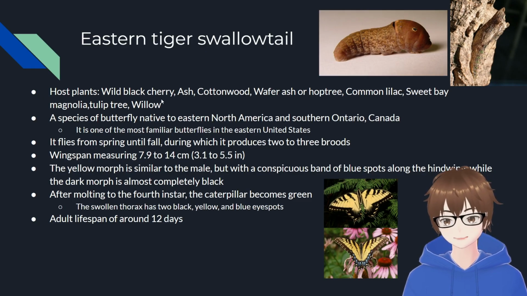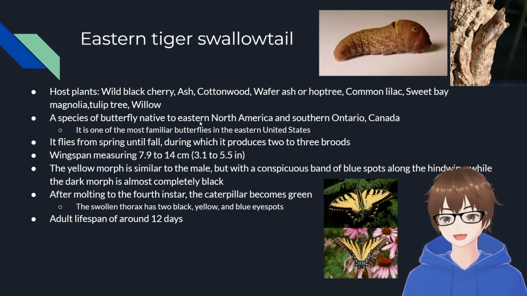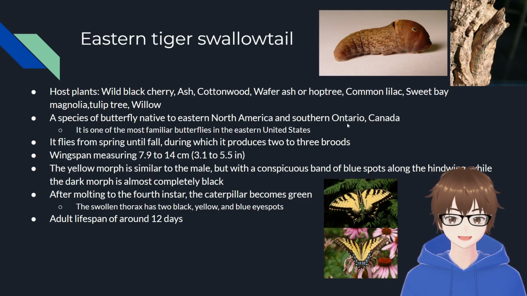Host plants of the eastern tiger swallowtail are actually quite a few. It's wild black cherry, ash, cottonwood, wafer ash or hop tree, common lilac, sweet bay magnolia, tulip tree, and willows. It is a species of butterfly native to eastern North America and southern Ontario, Canada. It is one of the most familiar butterflies in the eastern United States.